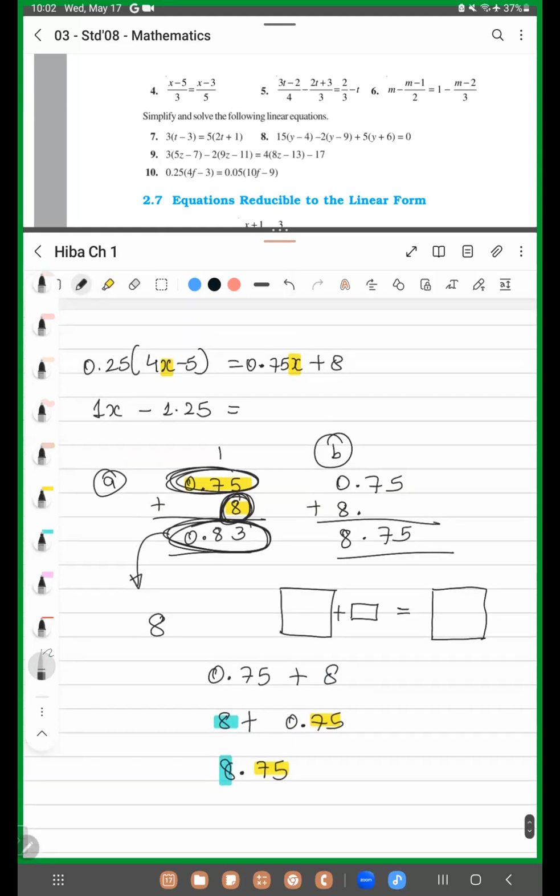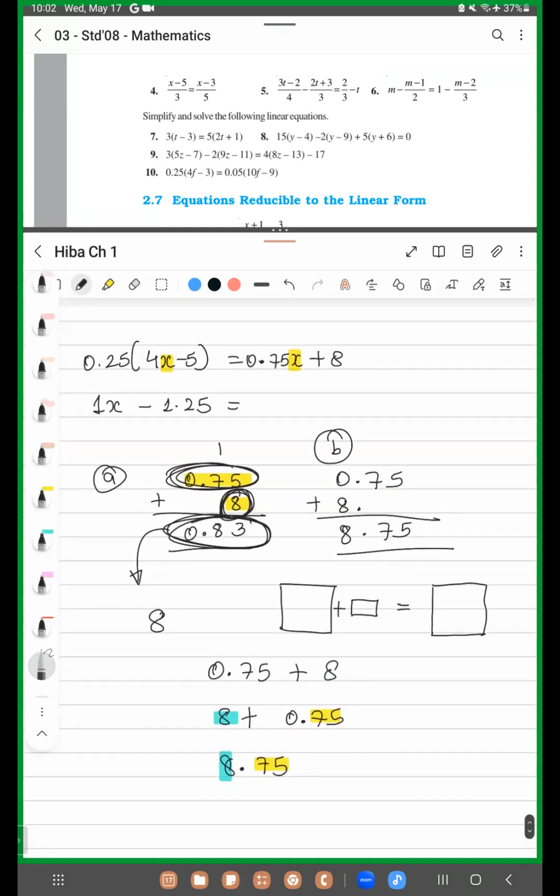है ना? Okay. दूसरी आपकी मिस्टेक, रुक जाइए, अभी ये सही नहीं है। Can we add it like this? हम 0.75 और 8 को ऐड कर सकते हैं? Are they like terms? We can't add them. Why can we not add them, Hiba? This has an x attached to it. The question is not what is 0.75 plus 8.